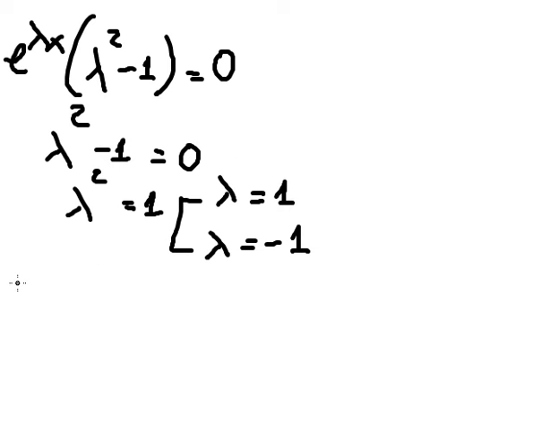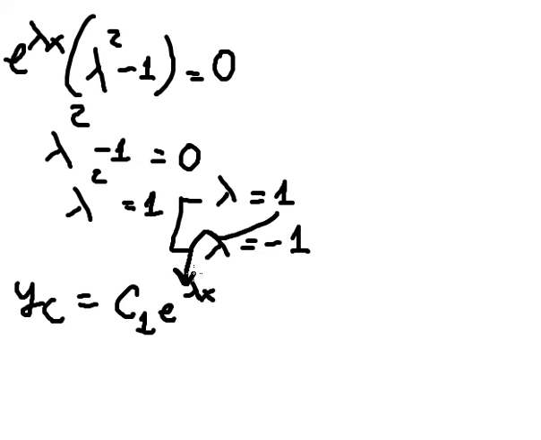So we have yc, that is c number 1 e to the power of lambda s. Now we put number 1 go in here, so you got s. And we have c number 2, that is e to the power of negative s. That's it from here.